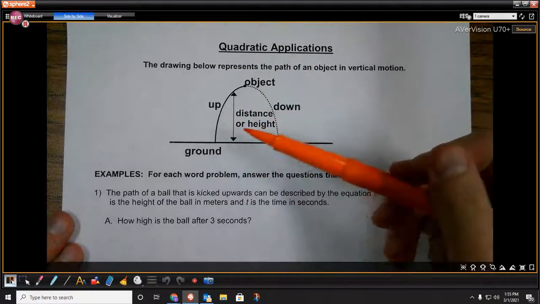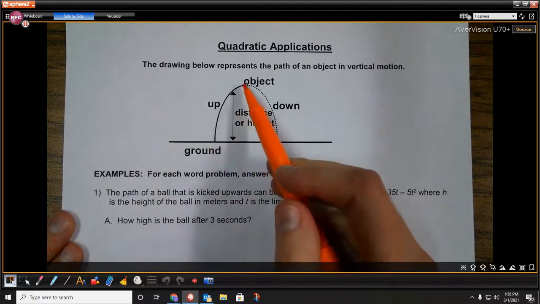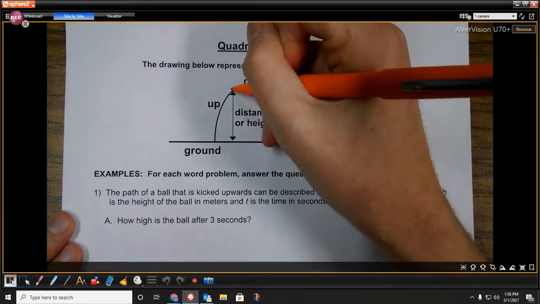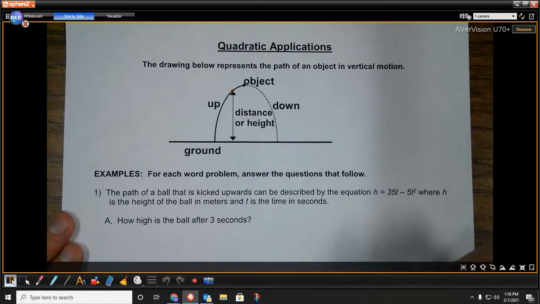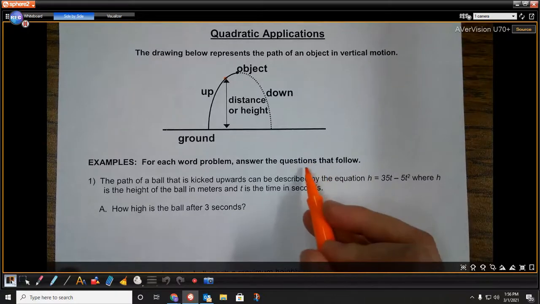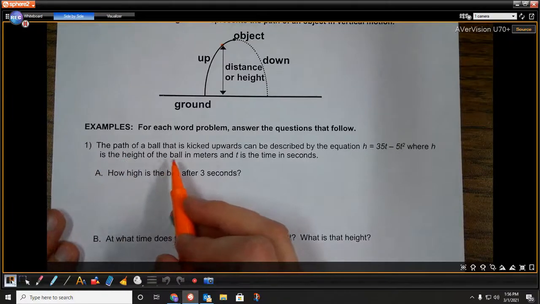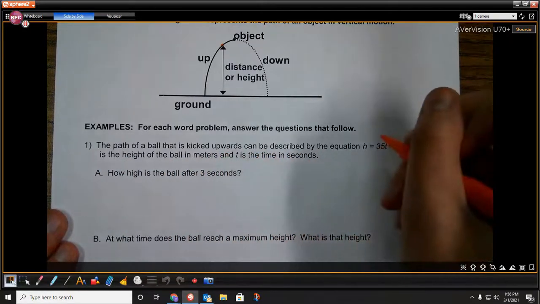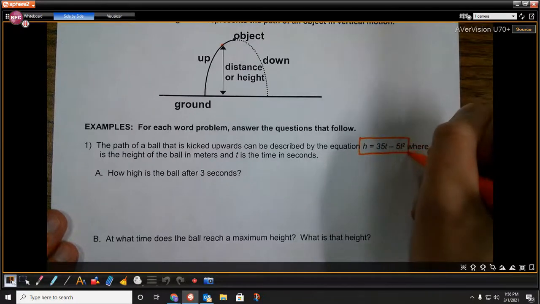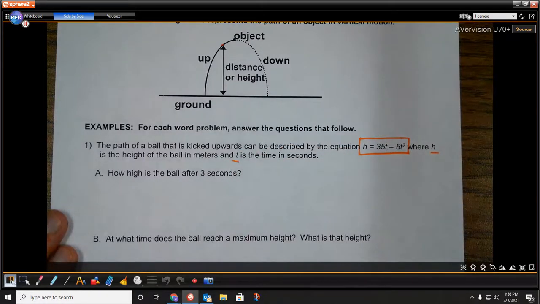And so you can see this is the shape of a parabola. We can go up and then we can go down. The height is often going to be our y value right here. For each word problem, we want to answer the questions that follow. The path of a ball that is kicked upwards can be described with this equation: h equals 35t minus 5t squared, where h is the height of the ball in meters and t is the time in seconds. So h is going to be our y and t is going to be our x.